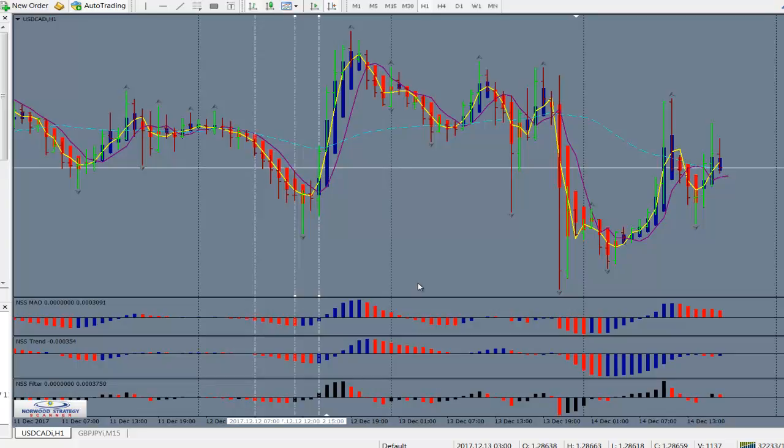And when you have all of them changed from red going short to blue going long, that means the market has something that caused it to change. In this case, it was probably a news announcement.